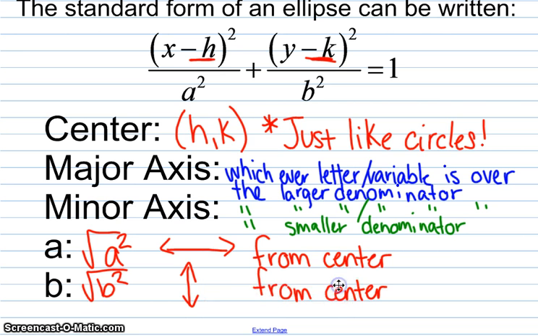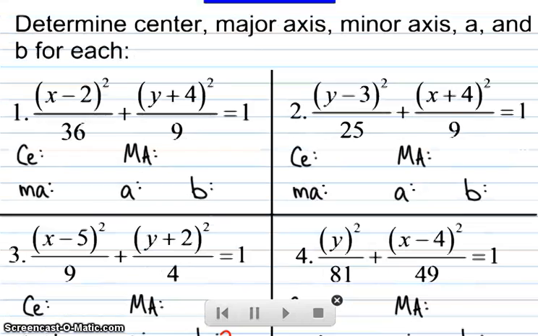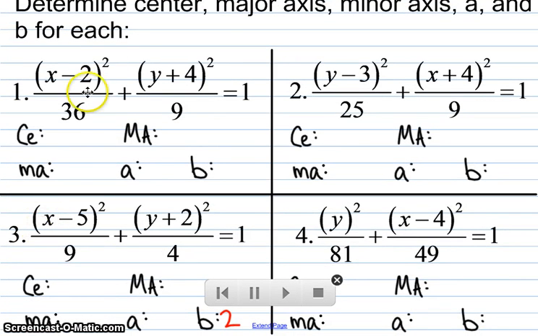Alright, so I'm going to stop that. There we go. That way you can see it all perfectly. The next thing we need to talk about is, now you know how to find the different things, we've got to do some practice on it. So, here are 4 questions. You need to determine the center, major axis, minor axis, a and b for each one. So, pause this, take a minute, and give it a shot.